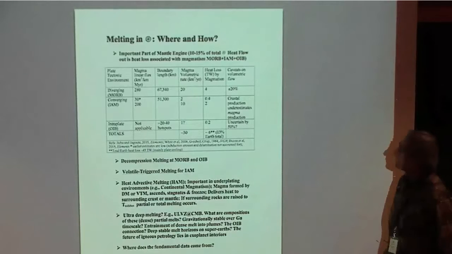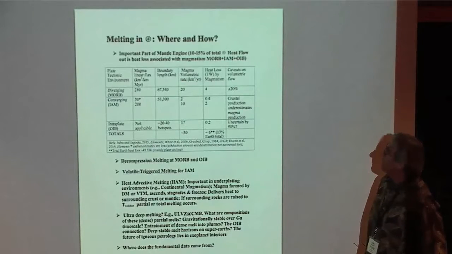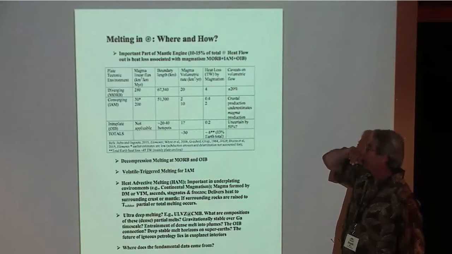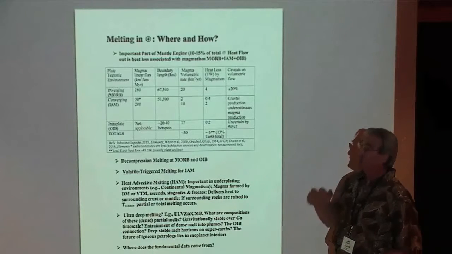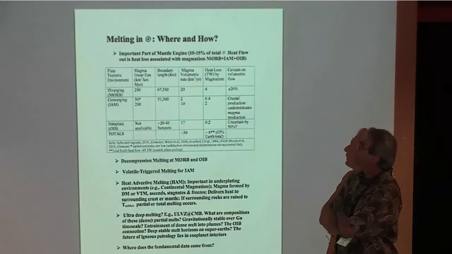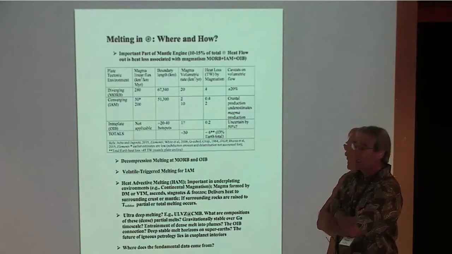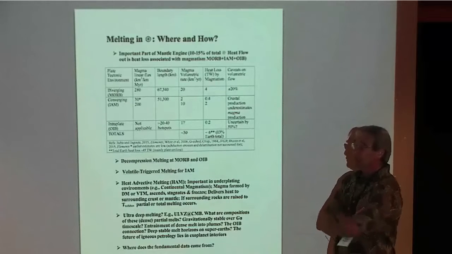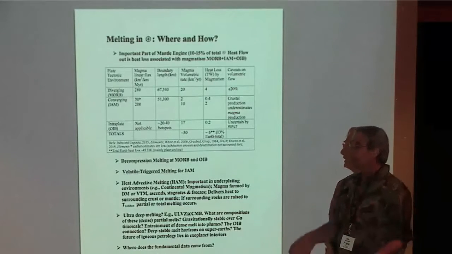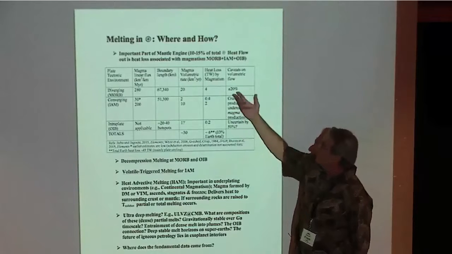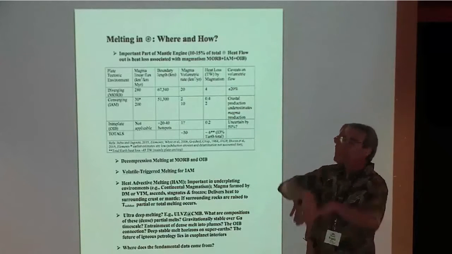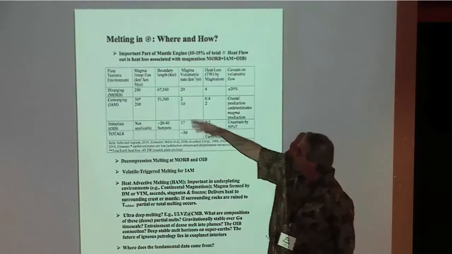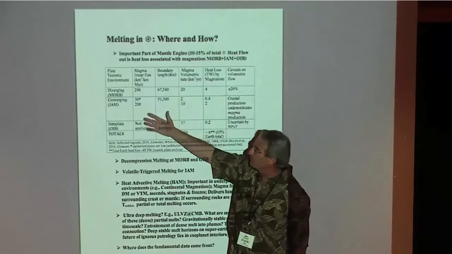So melting on the Earth, where and how. It's an important part of the mantle of the Earth engine, right? Basically, 10 to 15% of Earth's heat flow is associated with magma coming from depth to near the surface. It's an advective transport of heat. And that turns out to be, when you do the balance, about 10% of the heat flow, which mainly comes, of course, from plate cooling. So here are the basic environments where we have melting.